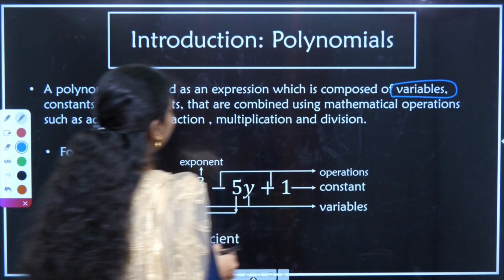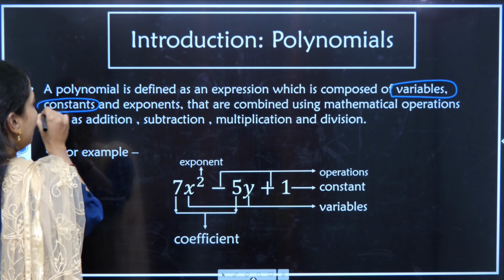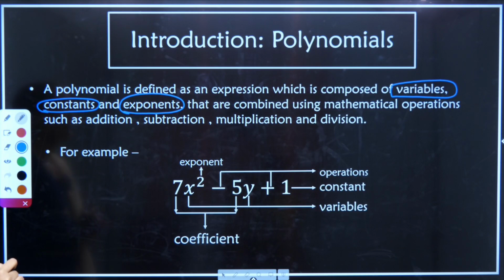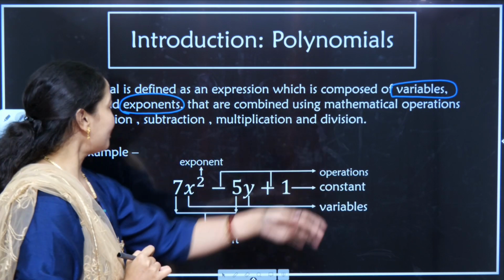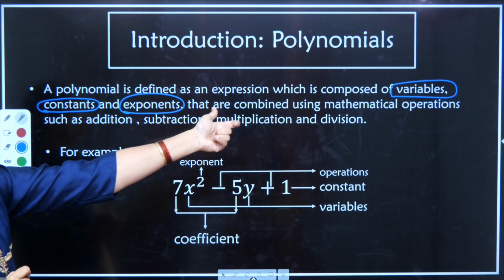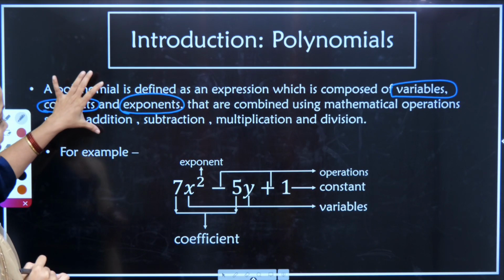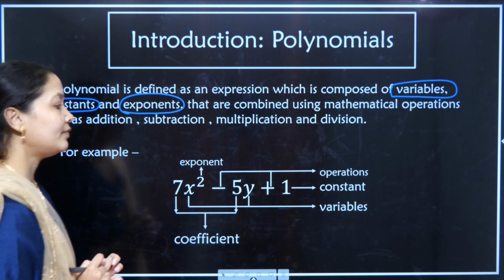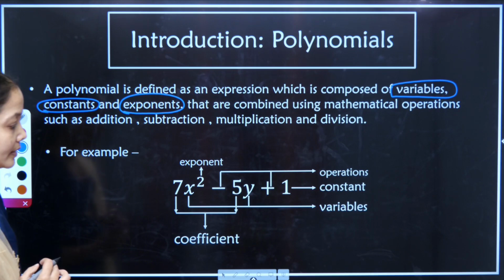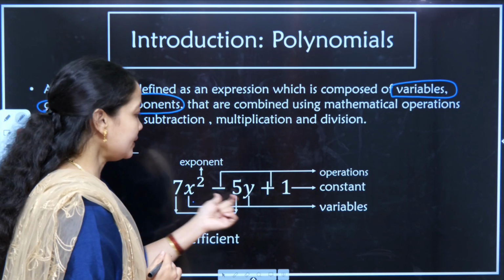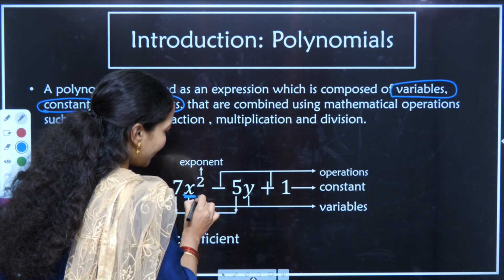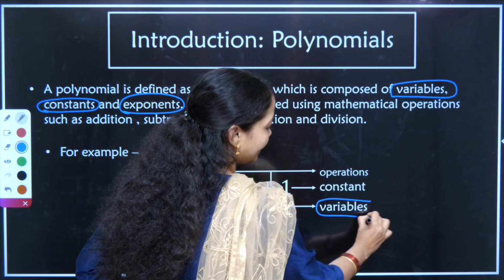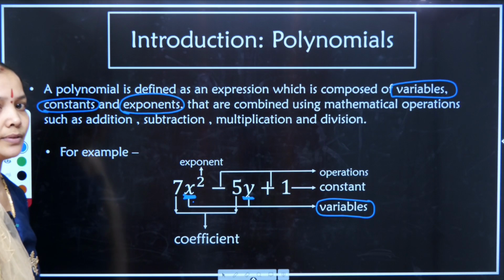We all know what is a variable now. It is composed of constant. We all know what is a constant. And its exponent. Now a new term is added, exponent, that are combined using mathematical operations such as addition, subtraction, multiplication, division. So, to understand the definition, let us take this example. The example is 7x square minus 5y plus 1. In this, I told you we have alphas present, they are called the variables. So, here x square is my alpha as well as y is my alpha. Therefore, I call them the variables because we can substitute the values of x and y here.